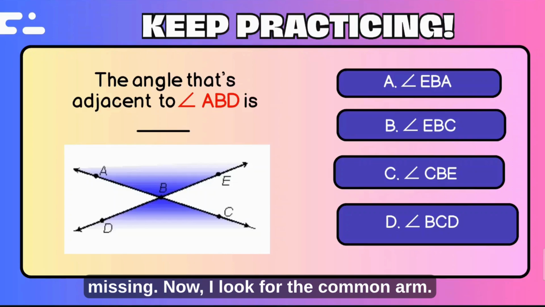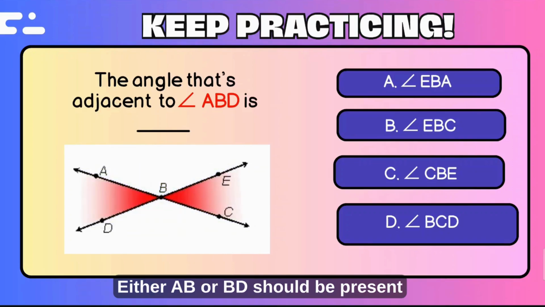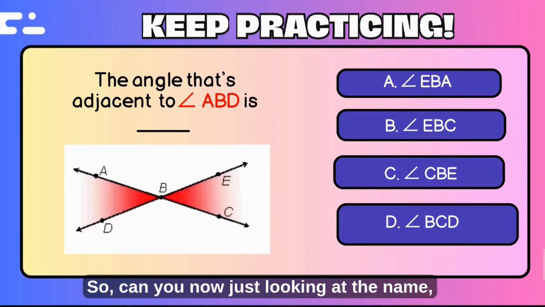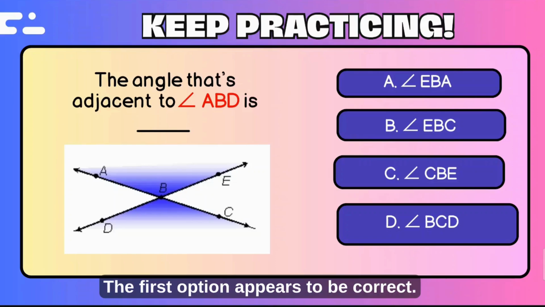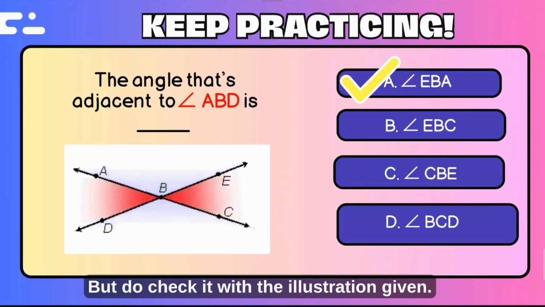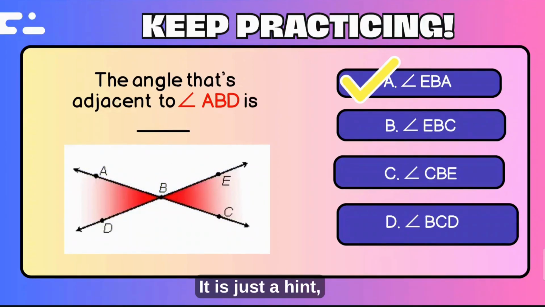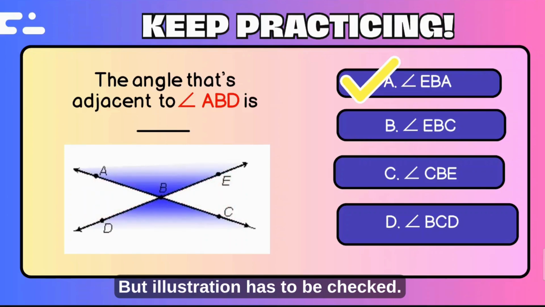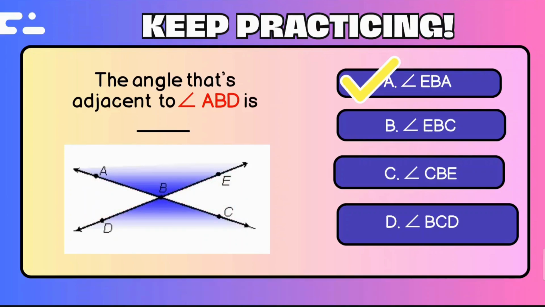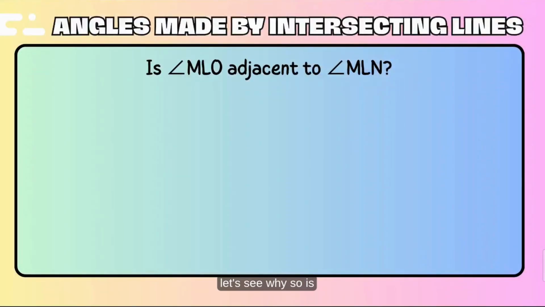Now I look for the common arm. Either AB or BD should be present in the correct option. So can you now, just looking at the name, find your answer? Correct. The first option appears to be correct, but do check it with the illustration given. It is just a hint, a clue, or a prompt to help you find the answer, but the illustration has to be checked. Let's see why.